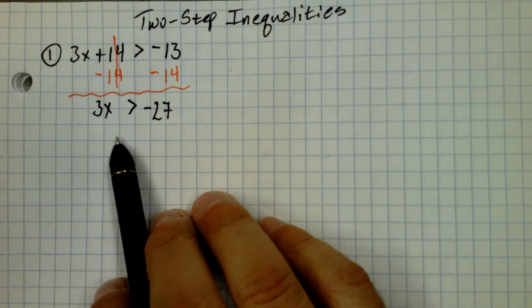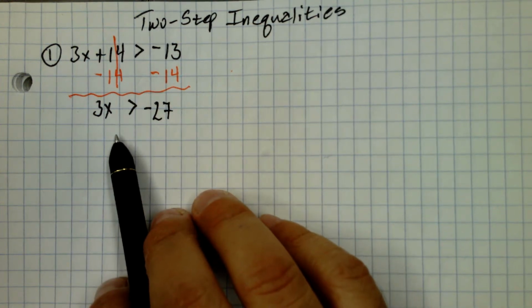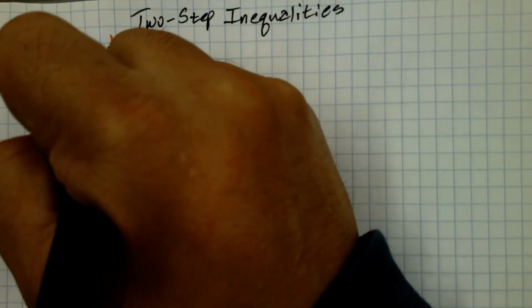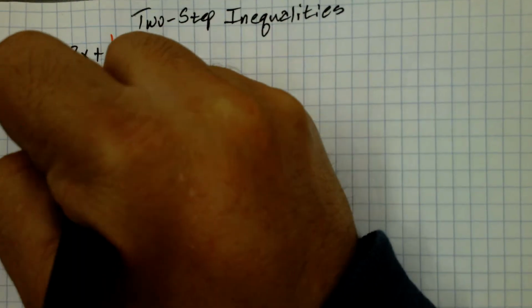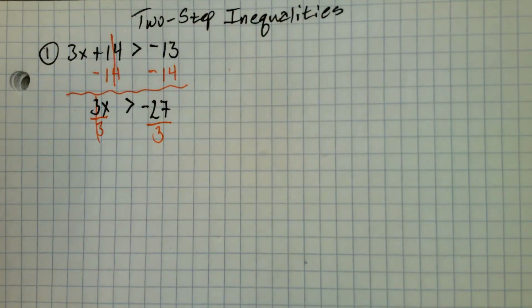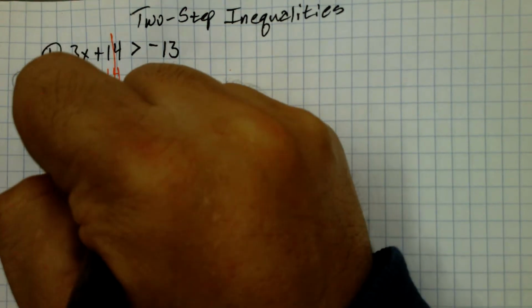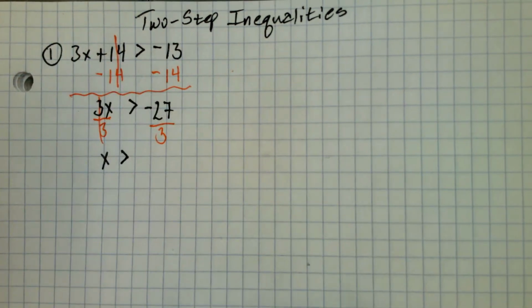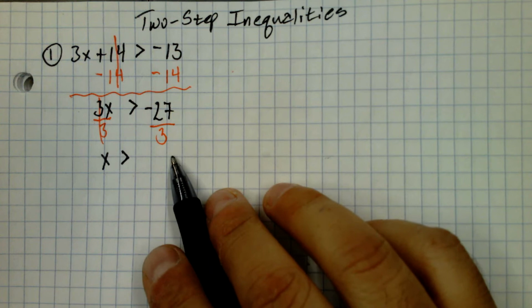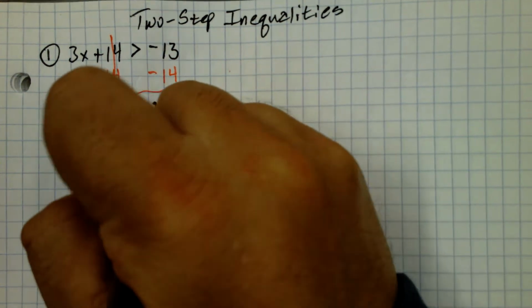And now I have 3 times x, so we have to do the opposite, which is divide. And I end up with x. We didn't divide by a negative, so we don't flip the inequality. And now we have negative 27 divided by 3. That's negative 9.